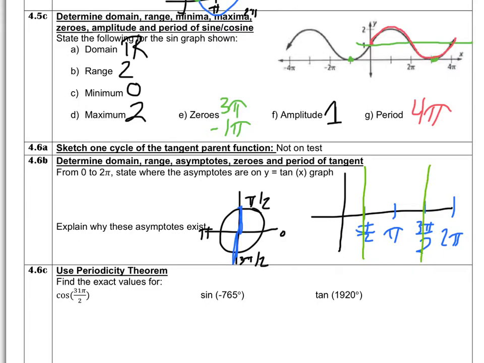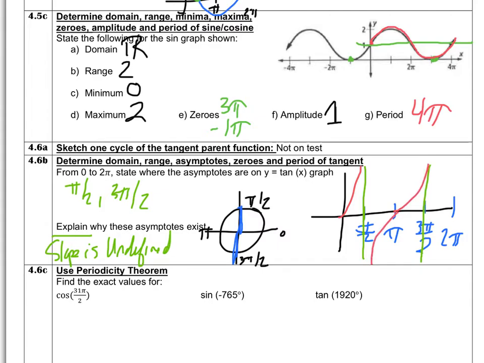So the answer for this is, where are the asymptotes? They're going to be at pi over 2 and at 3 pi over 2. Explain why they exist: because the slope is undefined. And if we finish graphing, just so you get an idea, this right here is what tangent looks like when you move from 0 to 2 pi.